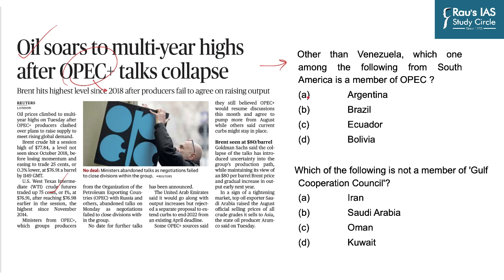But just look at these two questions. Other than Venezuela, which one among the following from South America is a member of OPEC? Or, for example, this question from 2016: which of the following is not a member of the Gulf Cooperation Council, or GCC? While the first question will be solved through this particular discussion, the answer to the second question is Iran, because Saudi Arabia, Oman and Kuwait, all three are members of GCC, barring Iran. And so you know that organizations and groups like these are very, very important along with their memberships.